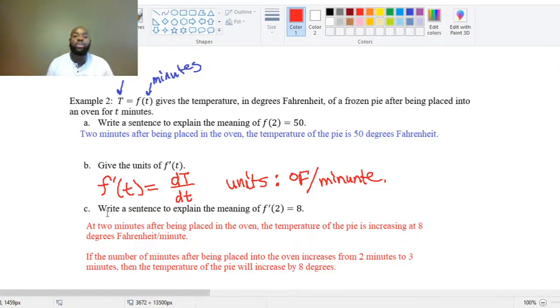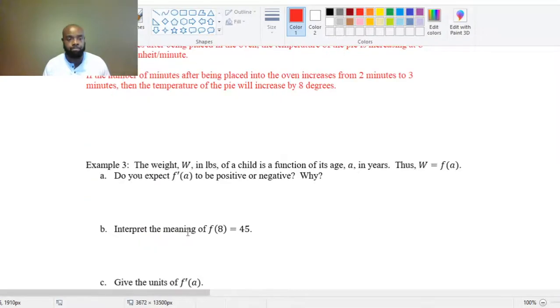And then sometimes when you're doing your homework, you'll see that they're interpreting it using the second method. So know how to interpret your derivative, your instantaneous rate of change, using both ways.